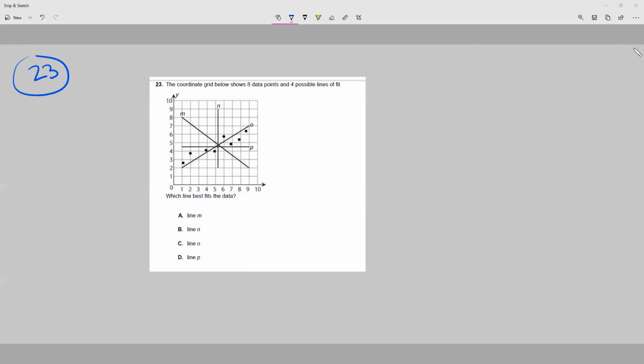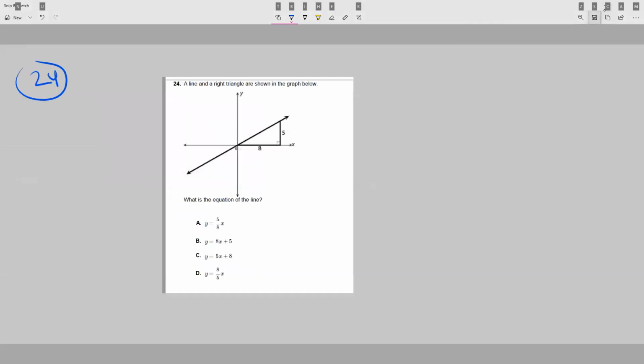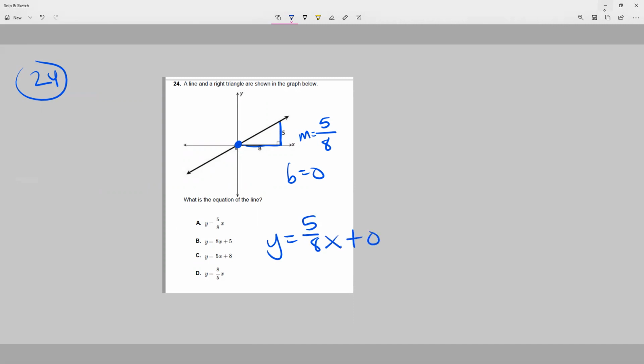All right. For this one, it's asking which is the line of best fit. Hopefully you can tell right away that M is not going the right direction. N is not going the right direction. P is not going the right direction. So really, line O is the best choice there. This one is basically simple slope and y-intercept again. The y-intercept here is 0, and then my slope is going up 5/8. I'm looking for y equals 5/8 x plus 0.